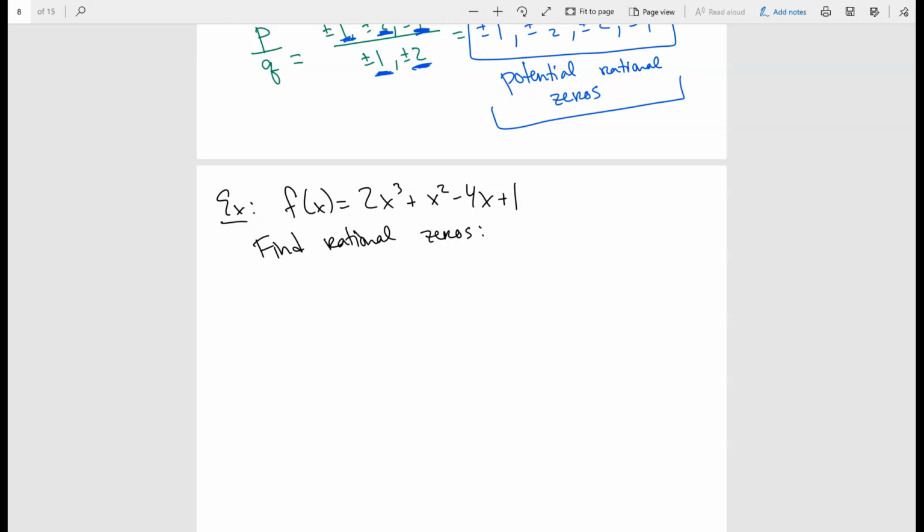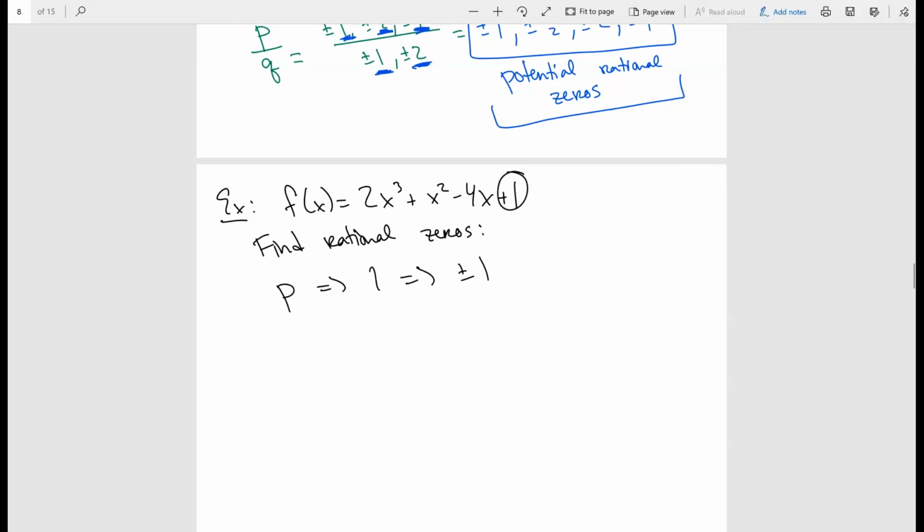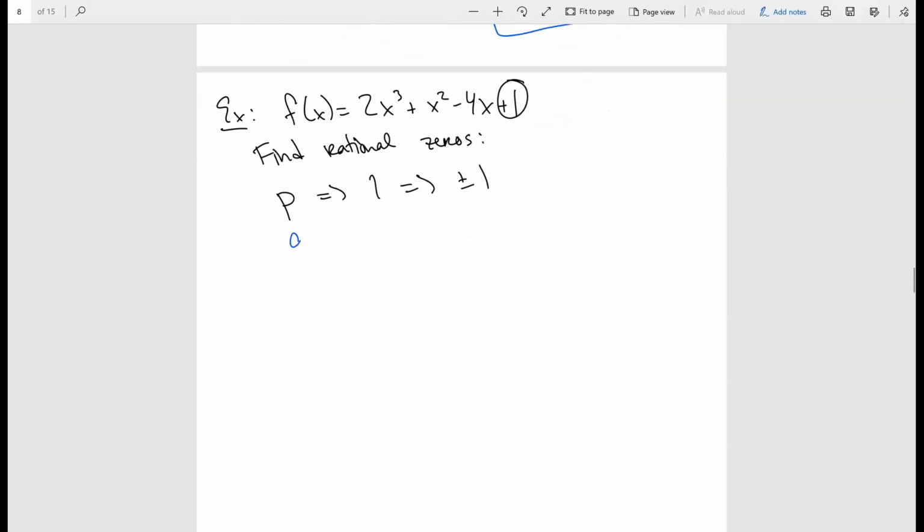Okay, so this one will be a little easier. We want to start off with p. P in this case is going to relate to 1. That's easy, it's just going to be plus or minus 1. The next one is going to be q. Q is going to be 2. So the factors are going to be plus or minus 1 and plus or minus 2.